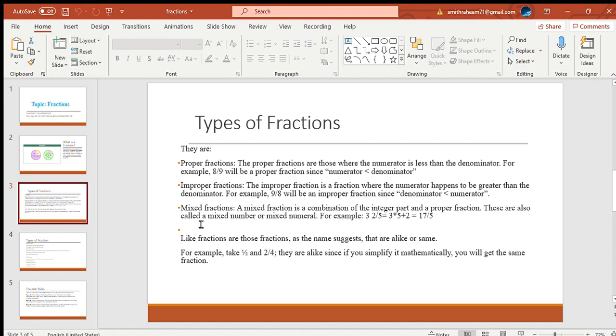A mixed fraction is a combination of an integer part and a proper fraction. These are also called mixed numbers or mixed numerals. For example, in this example here, you have 3 and 2 over 5, and this is a mixed fraction. The 3 is a whole number and the 2/5 is a proper fraction.